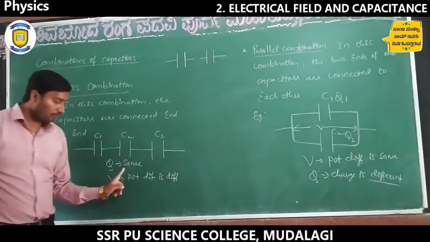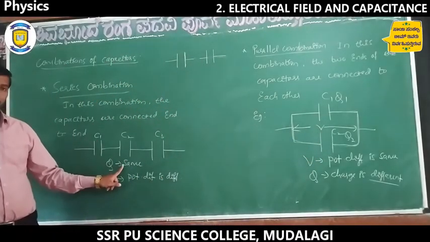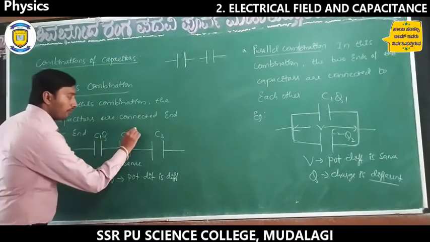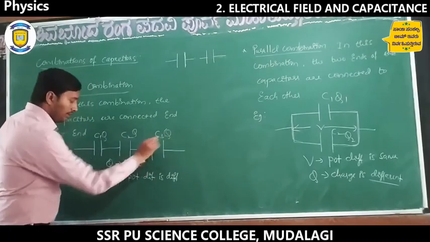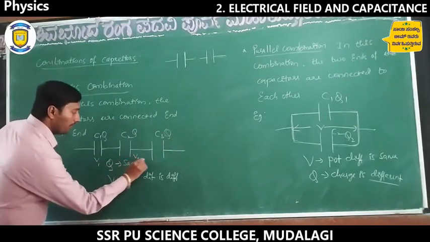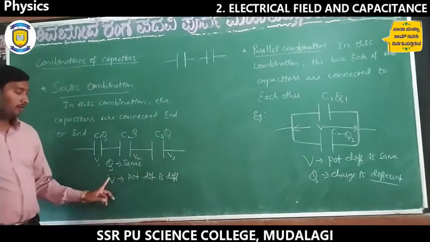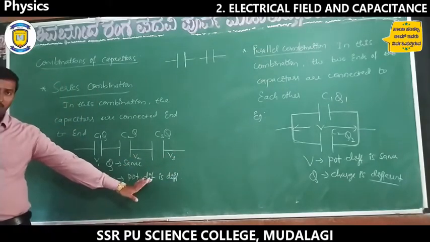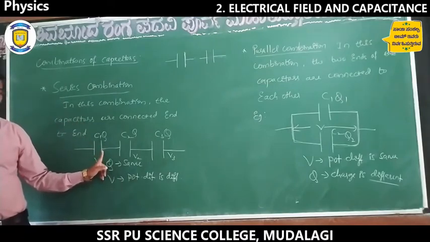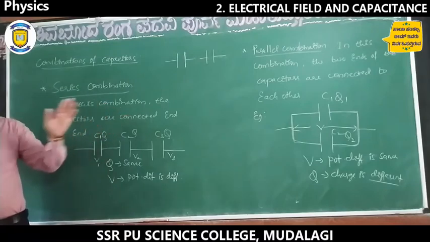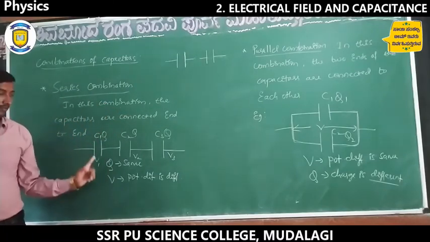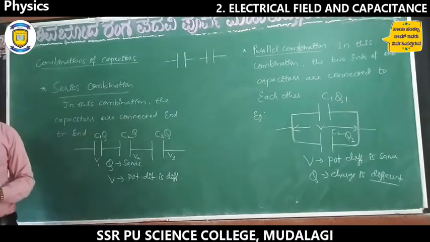In series combination, charge is the same. Q is the same everywhere: here Q, here also Q, here also Q. So V is different: this is V1, this is V2, this is V3. The potential difference is different. Correct? In series combination, it is end to end connection, only one end is connected. In parallel combination, both the ends are connected to each other. Please look at it once again.